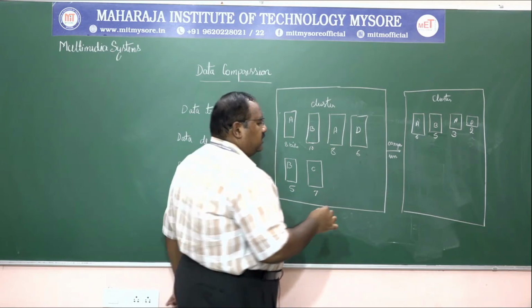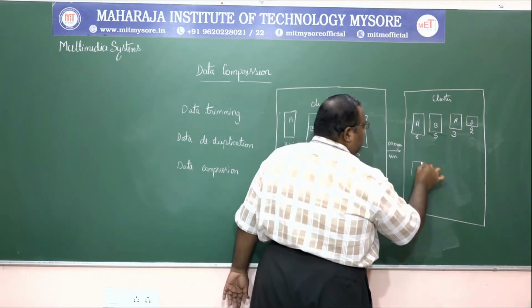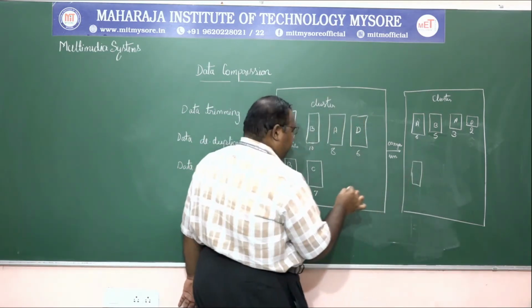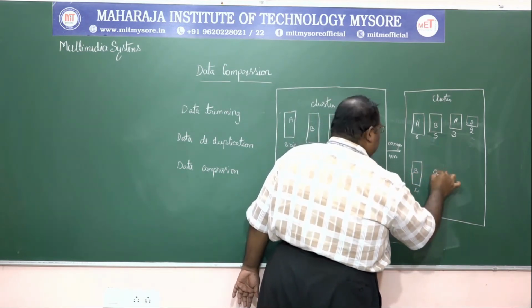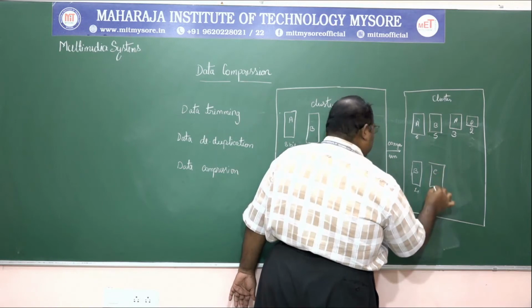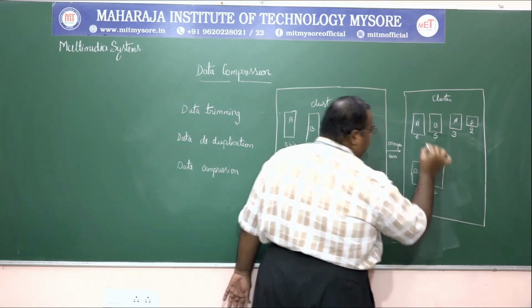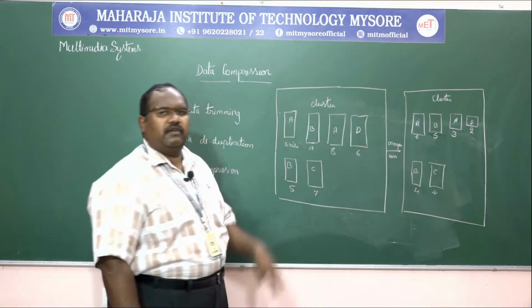Again here the file B, which was using around 5 bits, might have reduced to 4, and finally the C file that was using 7 might have reduced to 4 bits. So look at the difference here.